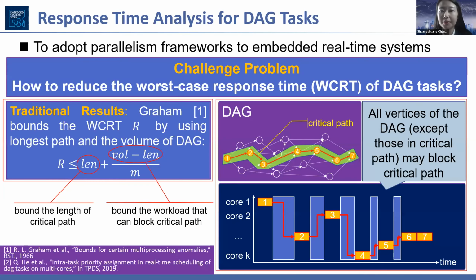Graham bounds the WCRT by using the longest path and the volume of the DAG. Look at this picture. This is the longest path, the critical path. All vertices of the DAG, except those in the critical path, may block the critical path.